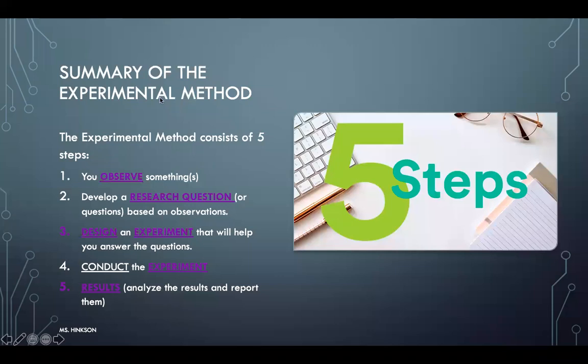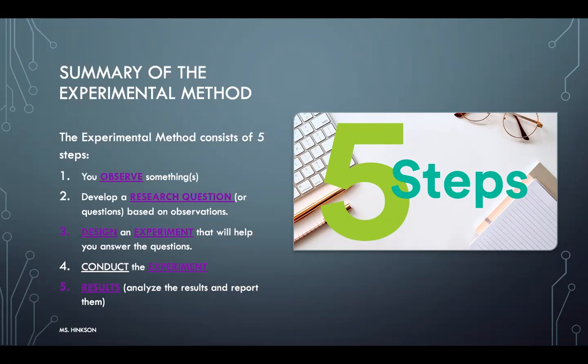Here is a summary of the 5 steps that we saw. So the experimental method consists of 5 steps. First step, you observe something or some things, right? So you look at 2 people, one person sweating more than the other, and the person that's sweating more had on a black hat, okay? 2, you develop a research question or questions based on the observations, okay? Step 3, design an experiment that will help you answer the questions. Step 4, conduct the experiment. So you do the actual experiment.